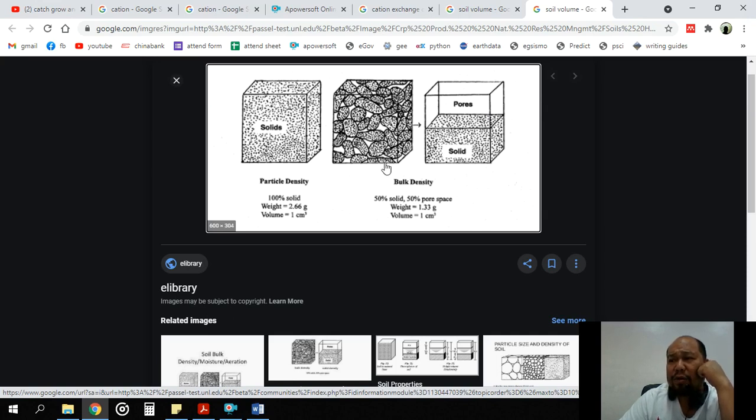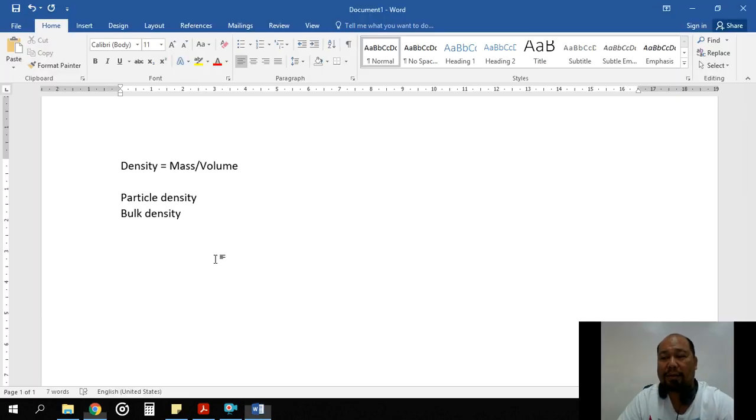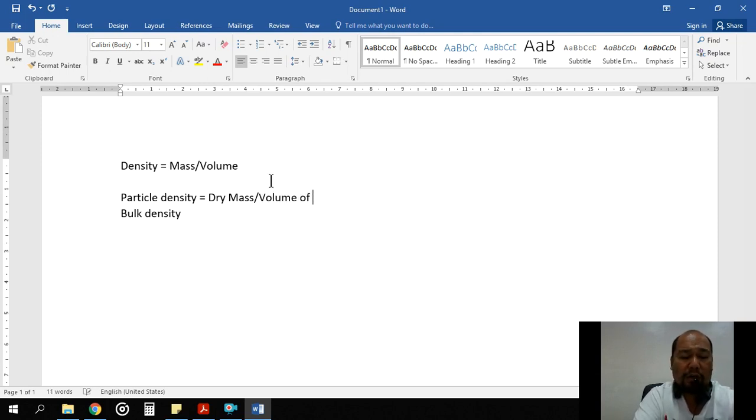Again, this total volume, if we arrange it neatly so that everything solid is below a certain line and everything pore space is above that line, then the space occupied is about 50% solid and about 50% pores. Now, going back, density is mass per unit volume. Particle density is the dry mass of the soil sample divided by the volume of solids. Particle density is the dry mass of soil, without the water, over the volume of solids.